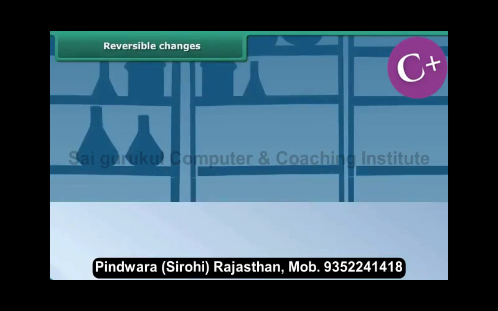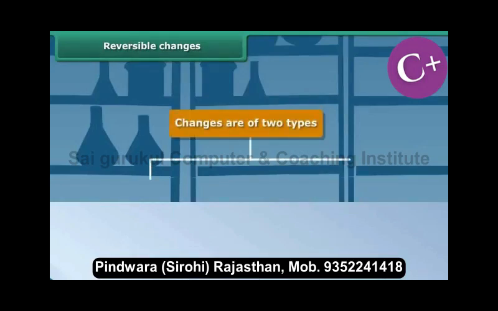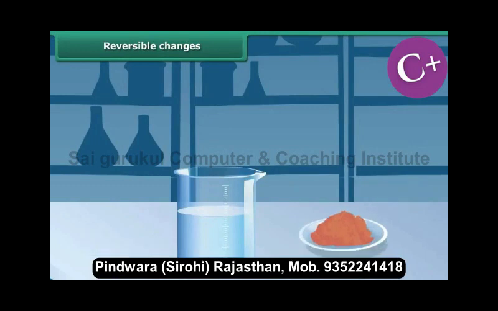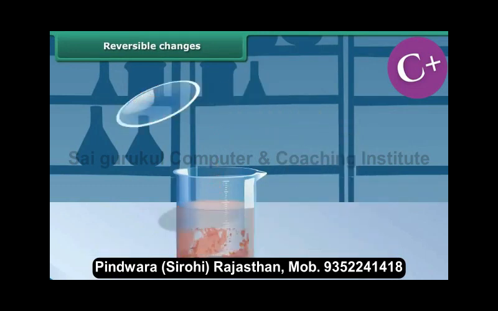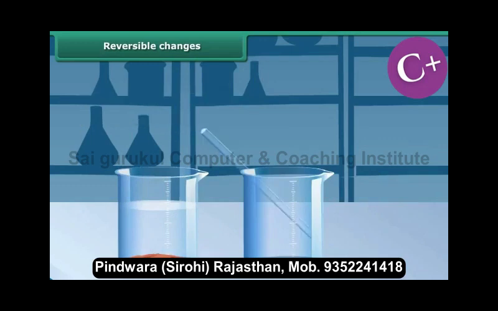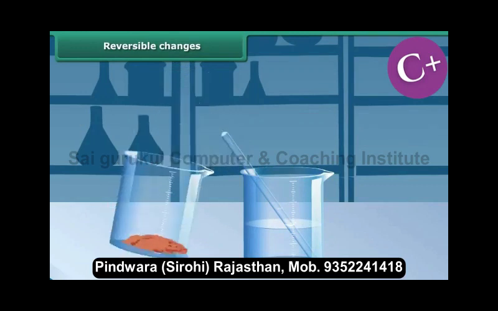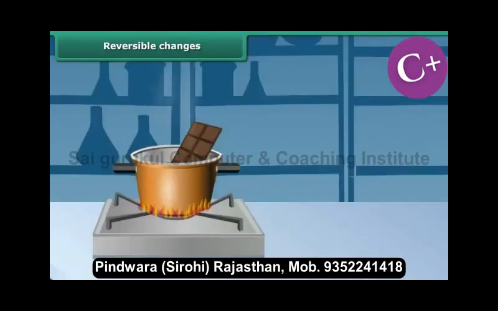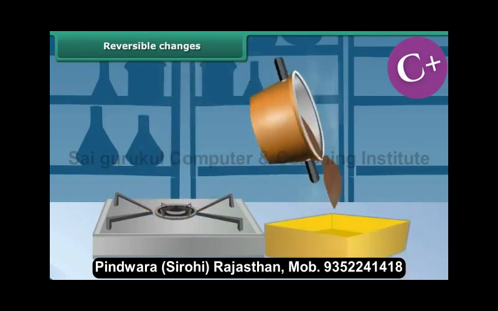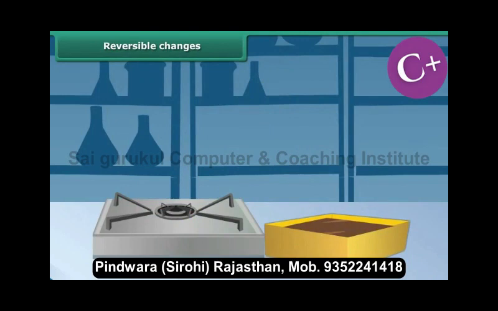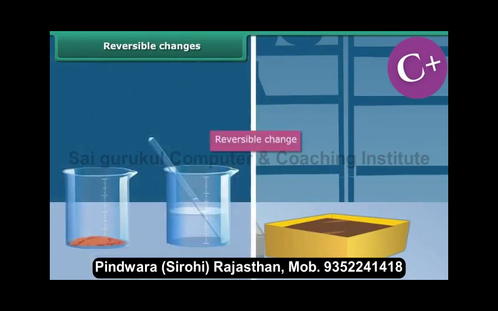Reversible changes. Changes are of two types, reversible and irreversible. Changes that can be reverted to their original state are reversible changes. Let's try this. Take some sand and mix it in water. Would you be able to remove sand from water after they are mixed together? Try this one. Melt a chocolate bar to liquid. Do you think you can solidify the same liquid to be a chocolate bar again? These are examples of reversible change.